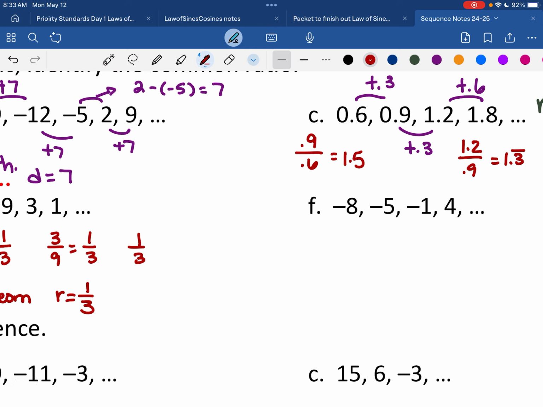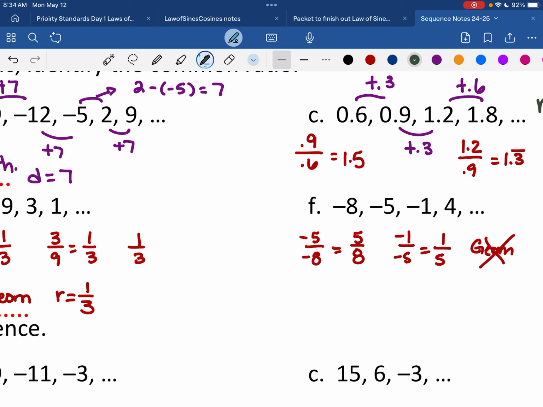So -5 divided by -8 equals 5/8. And -1 divided by -5 equals 1/5, which means this is not geometric, so geometric is a no.